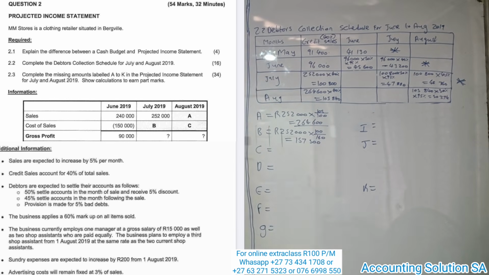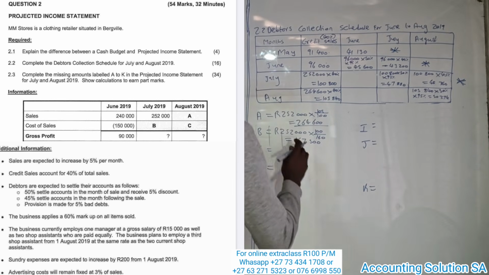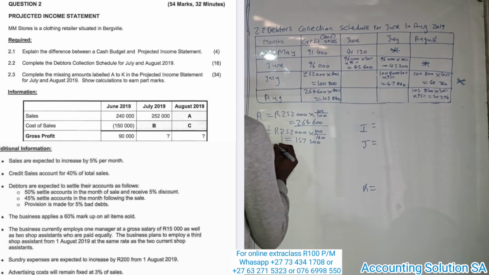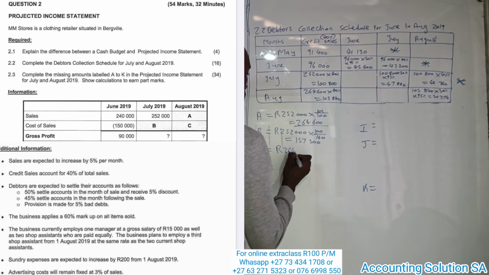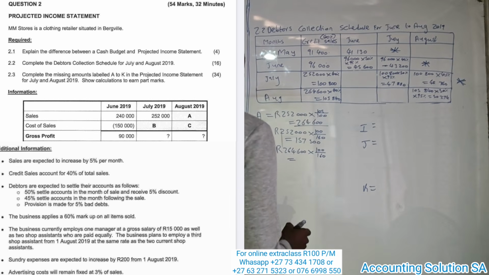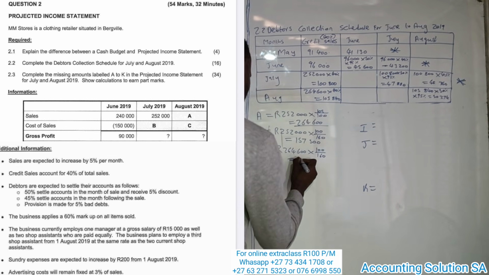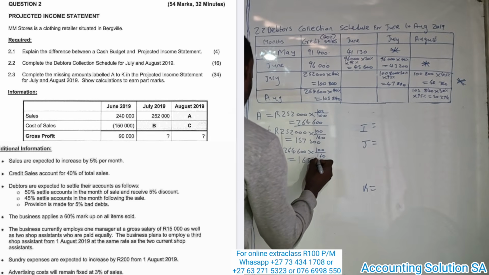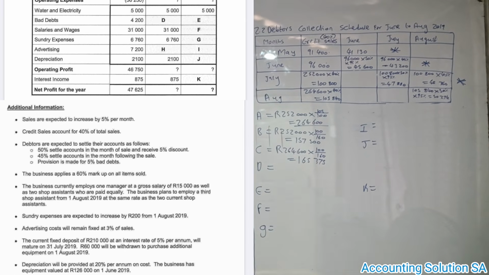which is going to give us 157,500. Okay, number C, they are looking for cost of sales for August. Because we have a sales for August that we calculated under number A, it's going to be simple. 264,600, and we apply the same thing, 100 over 160, and we're going to get 165,375. Simple.